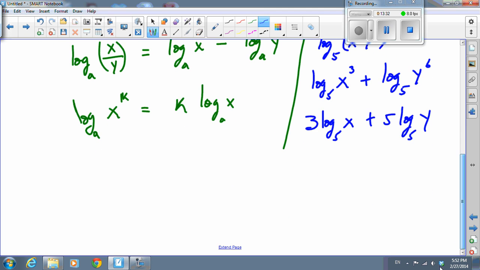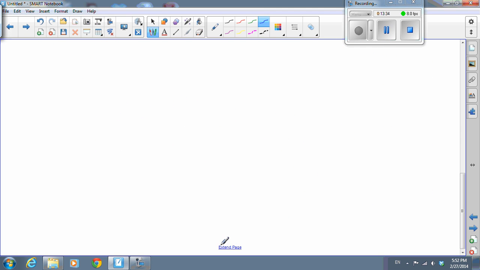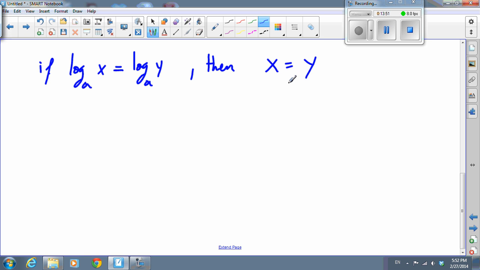Let's keep going. If log base a of x is equal to log base a of y, therefore I can say x is equal to y. Now let's go ahead and condense something. We just expanded earlier, now I'm condensing.